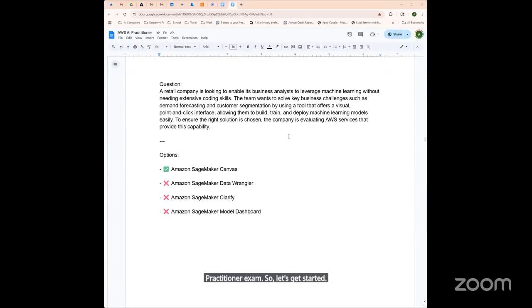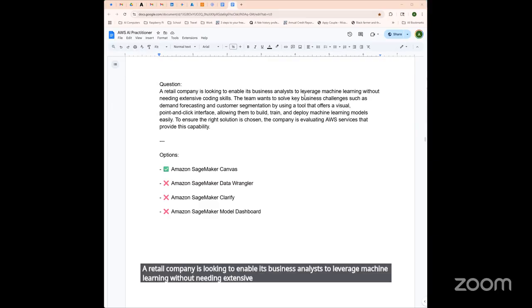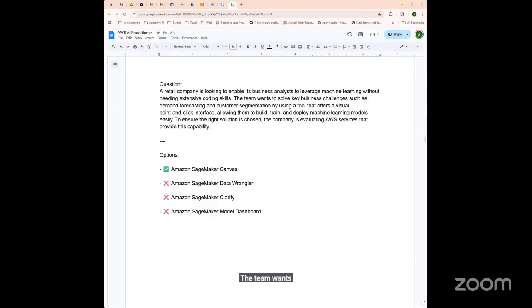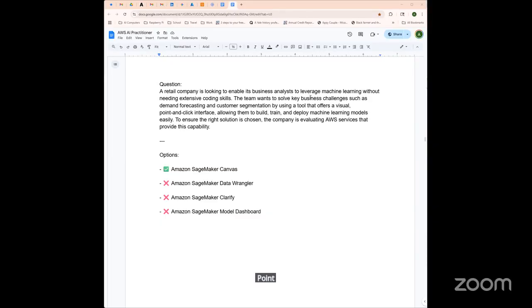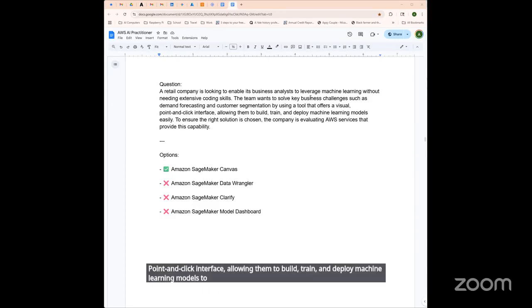A retail company is looking to enable its business analysts to leverage machine learning without needing extensive coding skills. The team wants to solve key business challenges such as demand forecasting and customer segmentation by using a tool that offers a visual point-and-click interface, allowing them to build, train, and deploy machine learning models easily. To ensure the right solution is chosen, the company is evaluating AWS services that provide this capability.